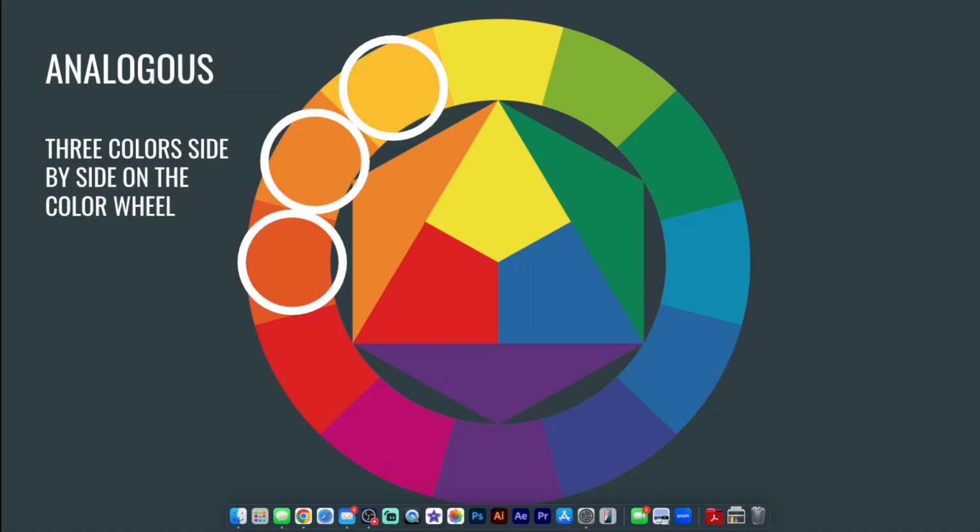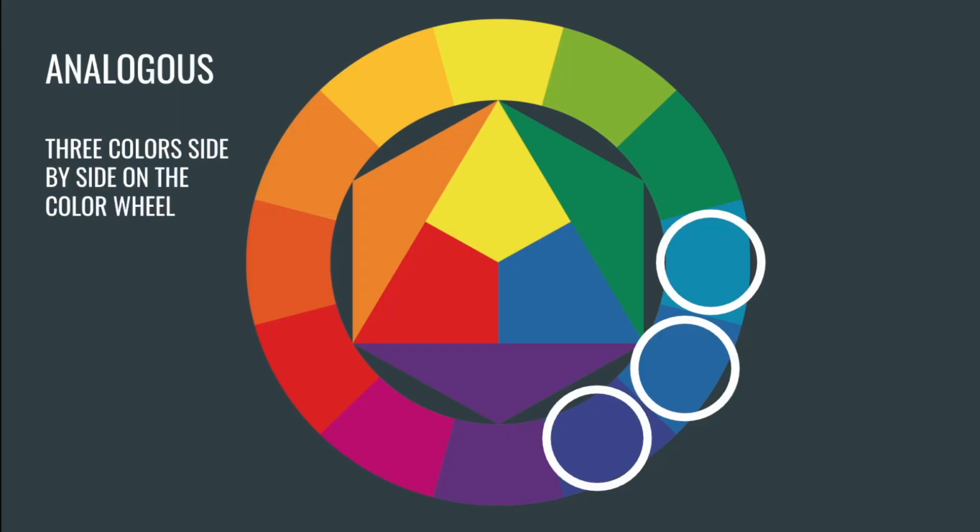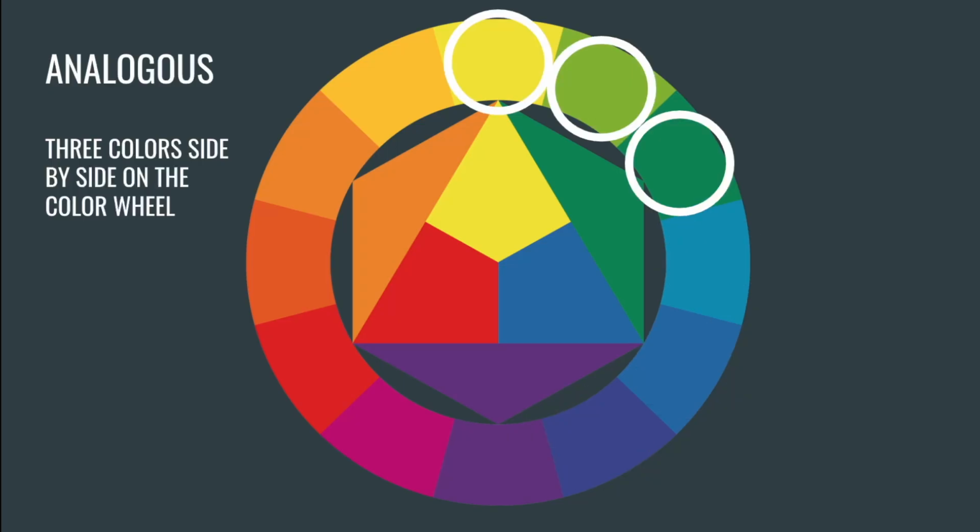So let's move to analogous. Three colors side by side on the color wheel. Keep them directly on the sides. If you try jumping around the color wheel, it's not working out exactly like we want it to. So these three colors directly side by side, moving those three rings around anywhere on that color wheel is going to give you those three colors for an analogous color scheme.